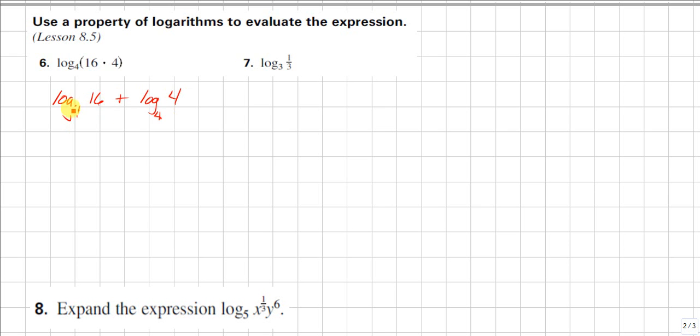Okay, so evaluating the first logarithm, 4 to what power gives me 16? Well, that would be 2. 4 to what power gives me 4? That would be 1. So 2 plus 1 would be equal to 3.